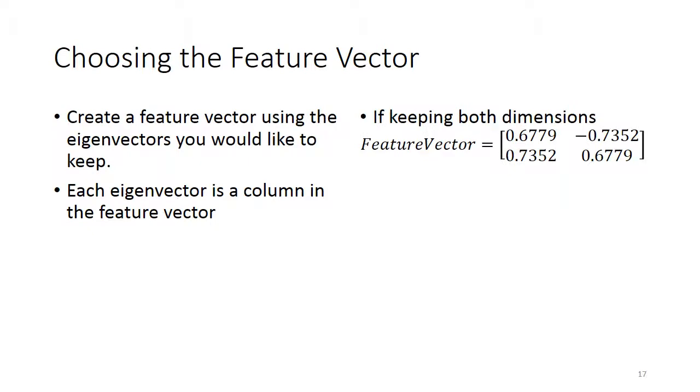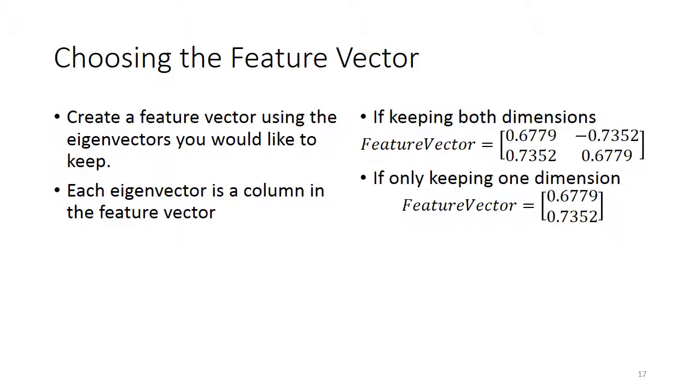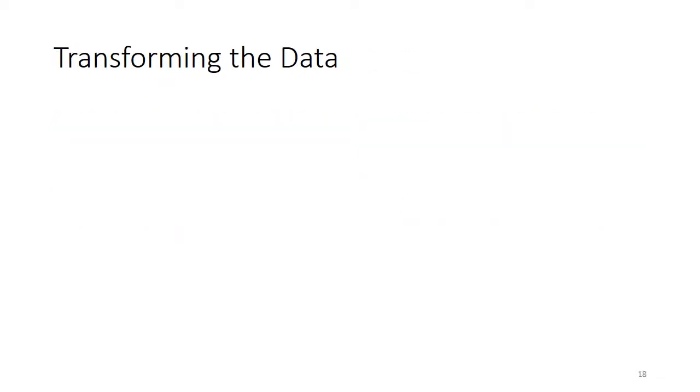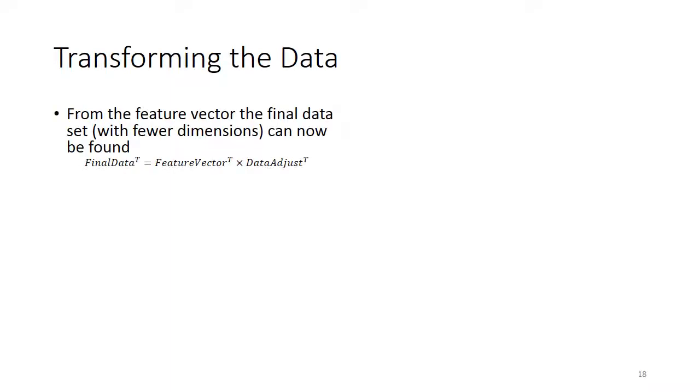And so if in this case we want to keep both dimensions, then we have a feature vector which is 4 by 4, and each column here is an eigenvector, but if we choose to just keep the one dimension, the feature vector will be our principal component. So then we need to transform the data into a new data set that has the reduced number of dimensions. And we would just find the reduced data set, or the transpose of it, by multiplying the transpose of the feature vector by the transpose of our adjusted data set.